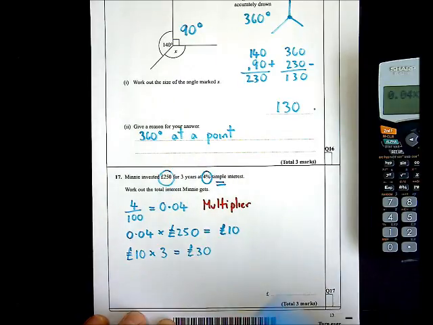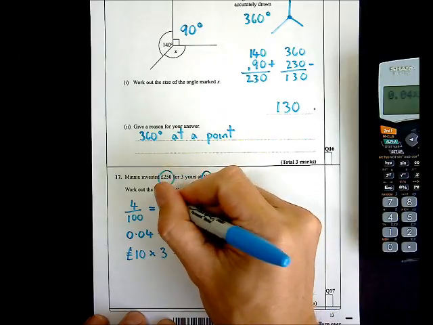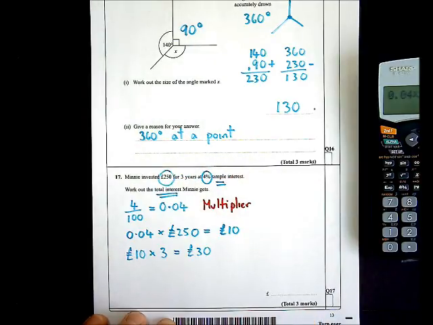Now then I'm just going to check what the question is asking me, and it is asking me to work out the total interest, not the amount, so it just wants the interest. So my answer would be £30.